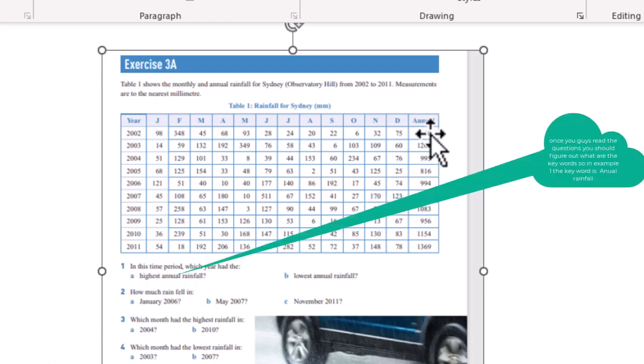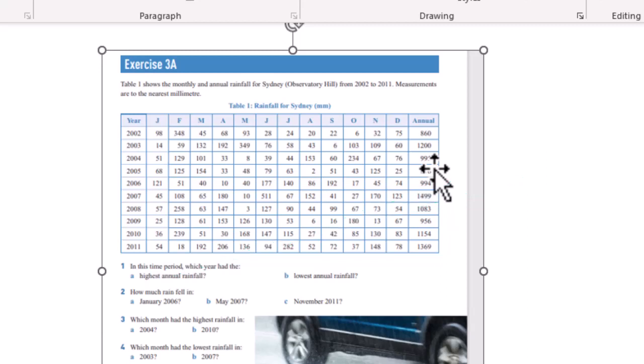So what is the annual? The annual is the yearly rainfall. So in order to get the yearly rainfall, we need to add every month's rainfall, right? So that's how we get here the annual rainfall intensity. So 860 is the result of the addition of 98, 348, 45, 68, 93, 28, etc. to 75, and we do the same for all the other years.